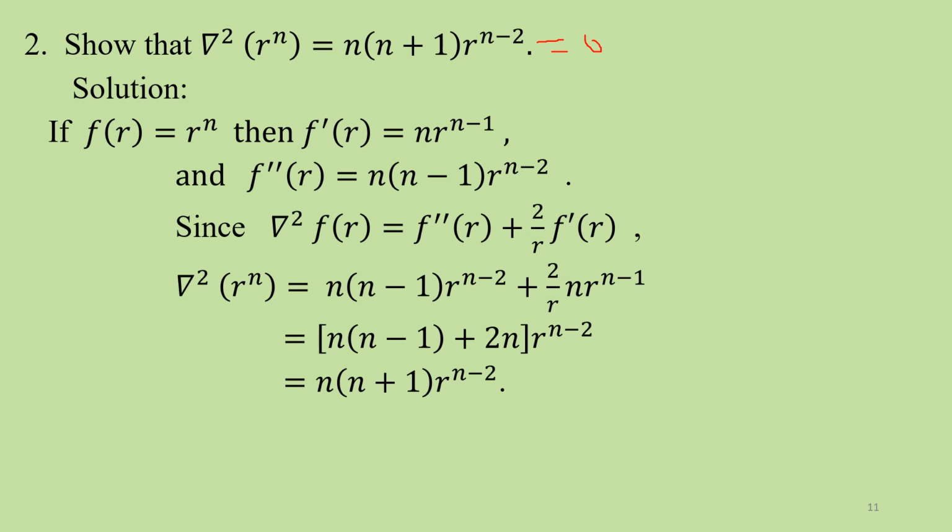If I substitute n equal to minus 1, that means del square of r power minus 1, that is nothing but 1 by r. So del square of 1 by r is 0. So if I want del square of 1 by r, definitely I'll get the answer as 0. So that's why we can write del square of 1 by r as 0.